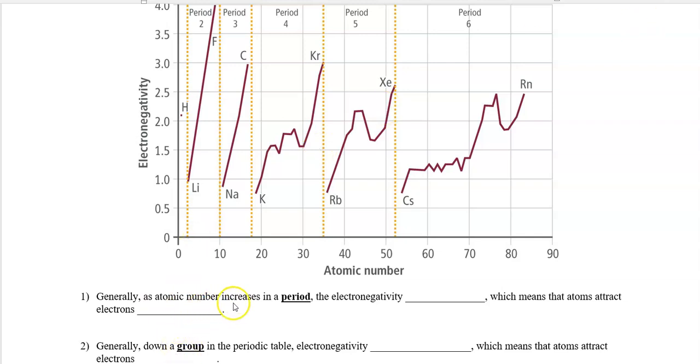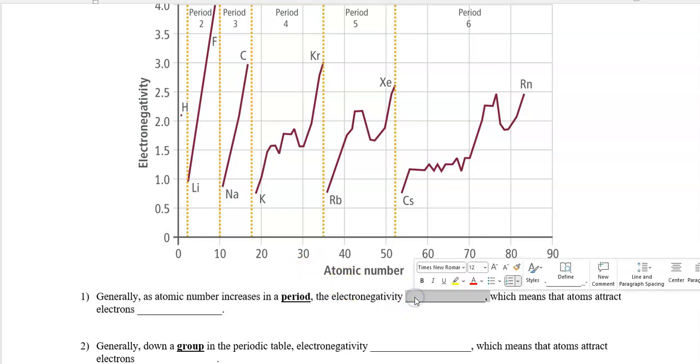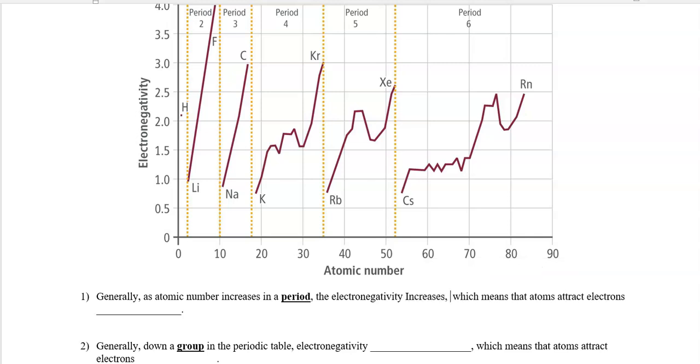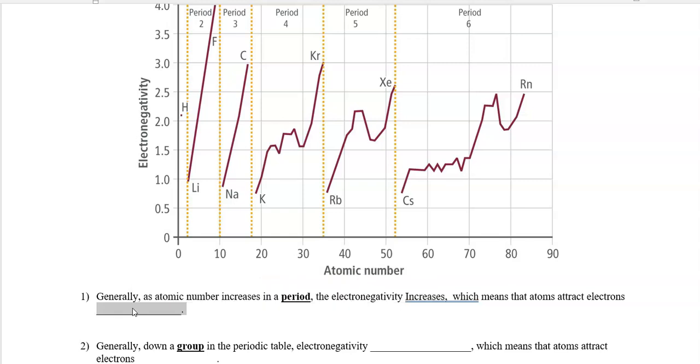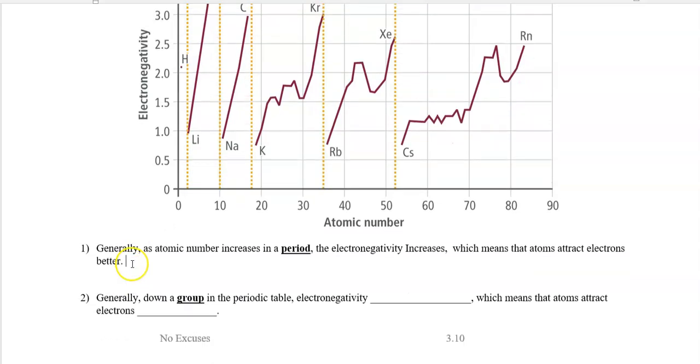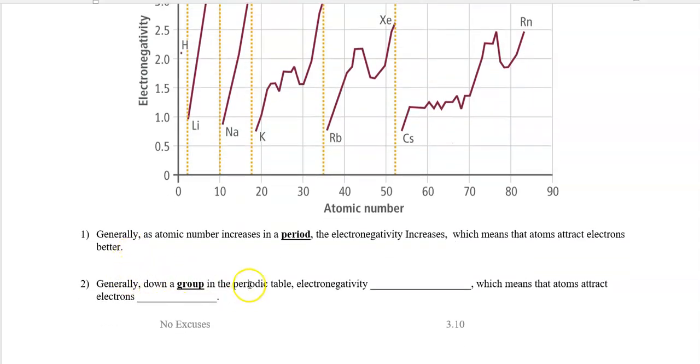So generally, as atomic number increases in a period, the electronegativity seems to increase, which means that atoms attract electrons better or stronger, or however you want to say that. Generally down a group in the periodic table, so let's look at group 1, electronegativity decreases, which means the atoms attract electrons worse. They are not attractive. So here we would expect hydrogen to be much better at attracting an electron than cesium would be.